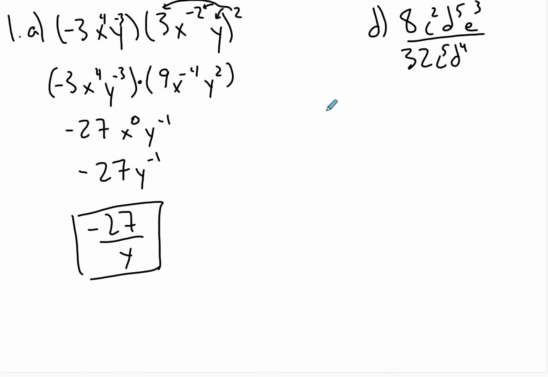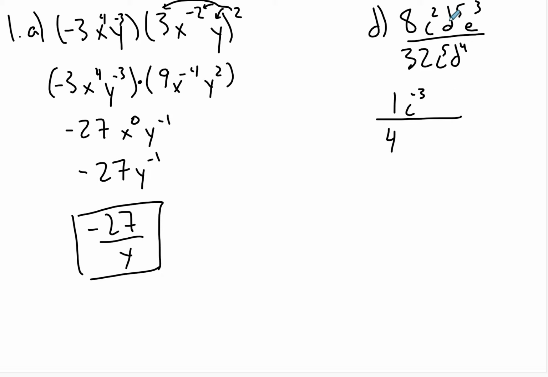Part D is a little bit of a different method here, looking at things that are being divided with the same terms. So first things first is I know that 8 and 32, I can write that in its simplest terms as 1 over 4. Okay, so 8 goes into 32 4 times, so that's how we'd write that. Now if I look at the c's, I have c to the 2 on top and c to the 5 on the bottom. So I would actually say c to the 2 minus 5. That's a rule for division. So 2 minus 5 gives me a negative 3.